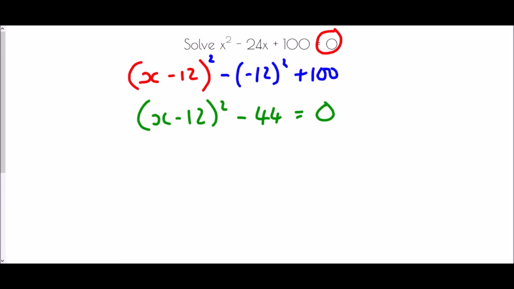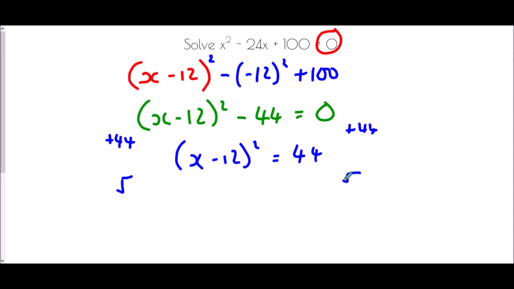Now how am I going to actually solve this equation? Well, now the whole point is to get x on its own, and so as my next stage, I'm just going to add 44 to both sides, and if I do that, I get that x take away 12 squared is 44, and then I want to undo this squared, and so I'm going to square root both sides. If I square root the first side, well, I just get x take away 12. But on the right hand side, I'll have to be very careful here.